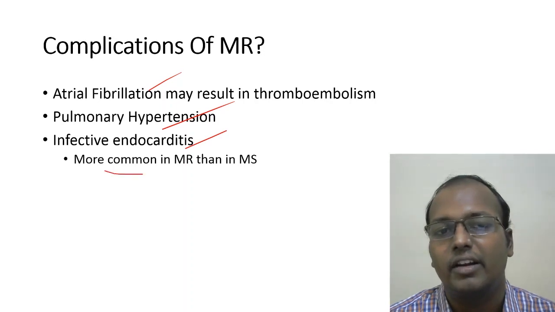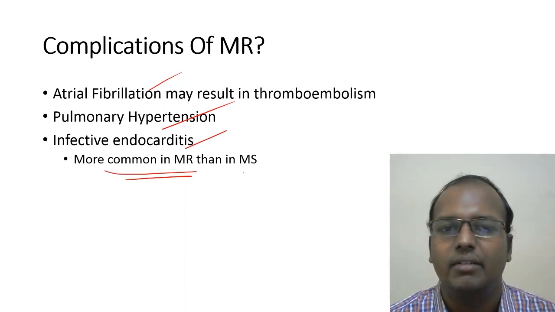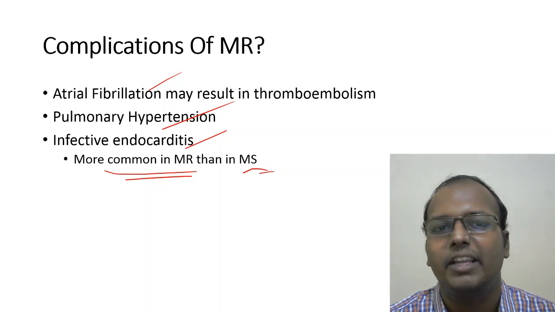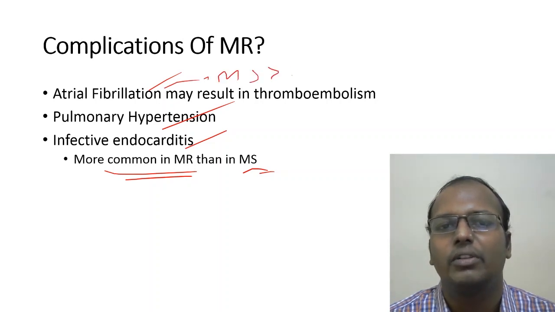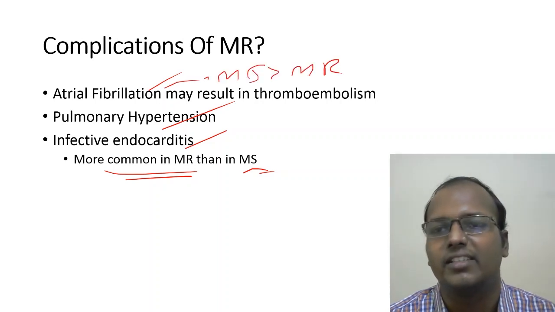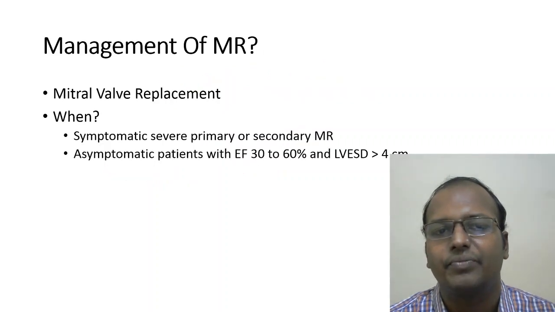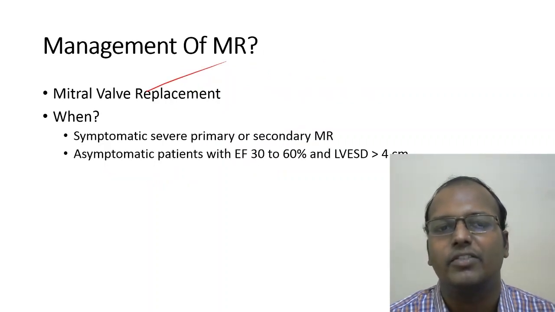But remember that infective endocarditis is more common in mitral regurgitation than in mitral stenosis, whereas atrial fibrillation is more common in mitral stenosis than mitral regurgitation. Okay, this is the difference. So how will you manage MR? Valve replacement is the management of choice. In symptomatic severe primary or secondary MR, you can go for a valve replacement.